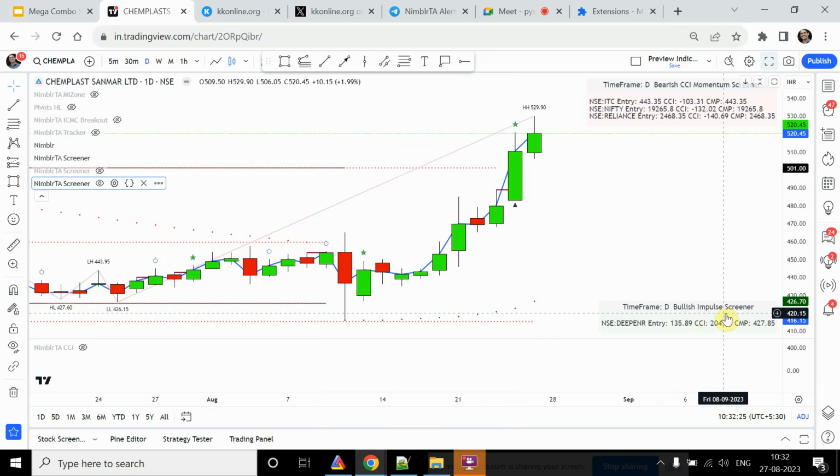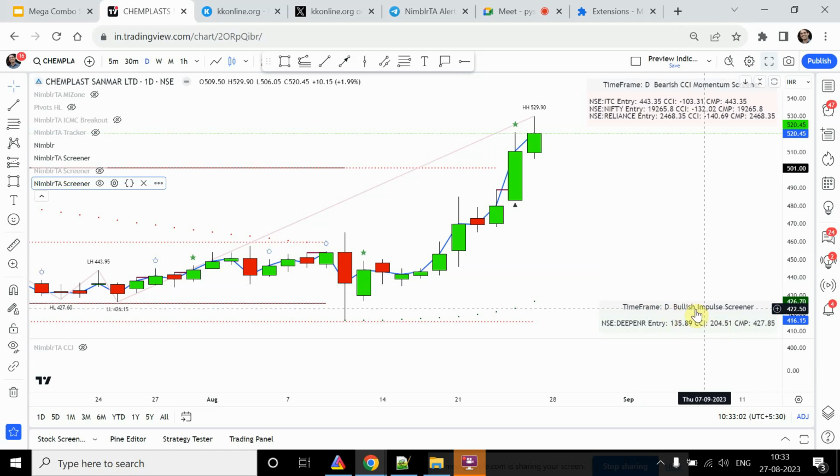Over here we see the impulse screener gives us Deep Energy, right? If I look over here, this is the CMP value. According to this value, the impulse was created at a value of 135. When the stock value was 135, there was an impulse which has continued, and the current value is 427. It also gives us the CCI 34 value of the current time frame, which is 204 on CCI.